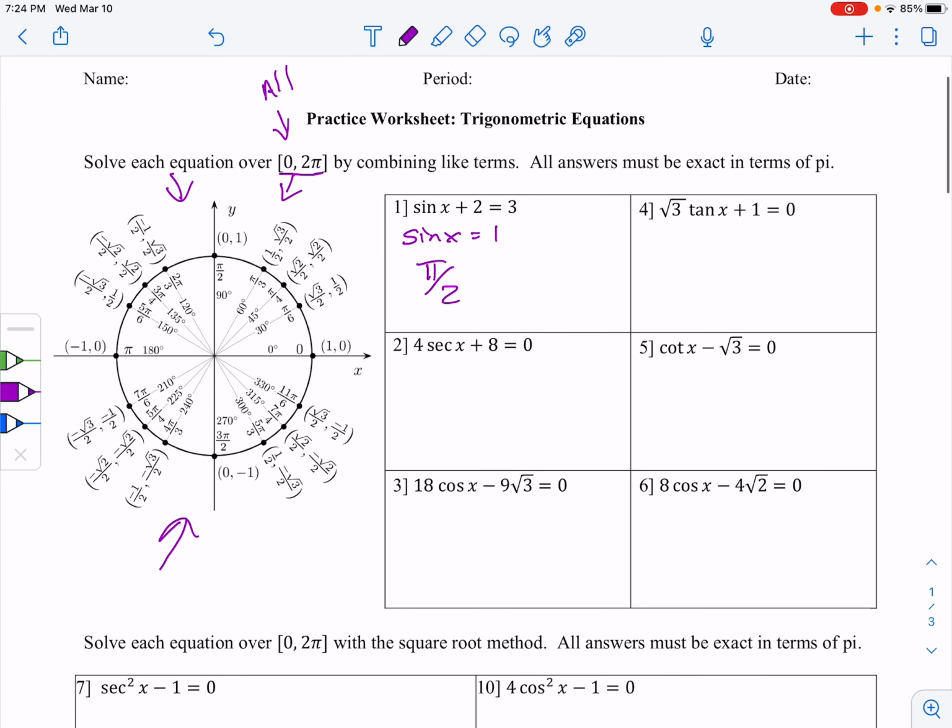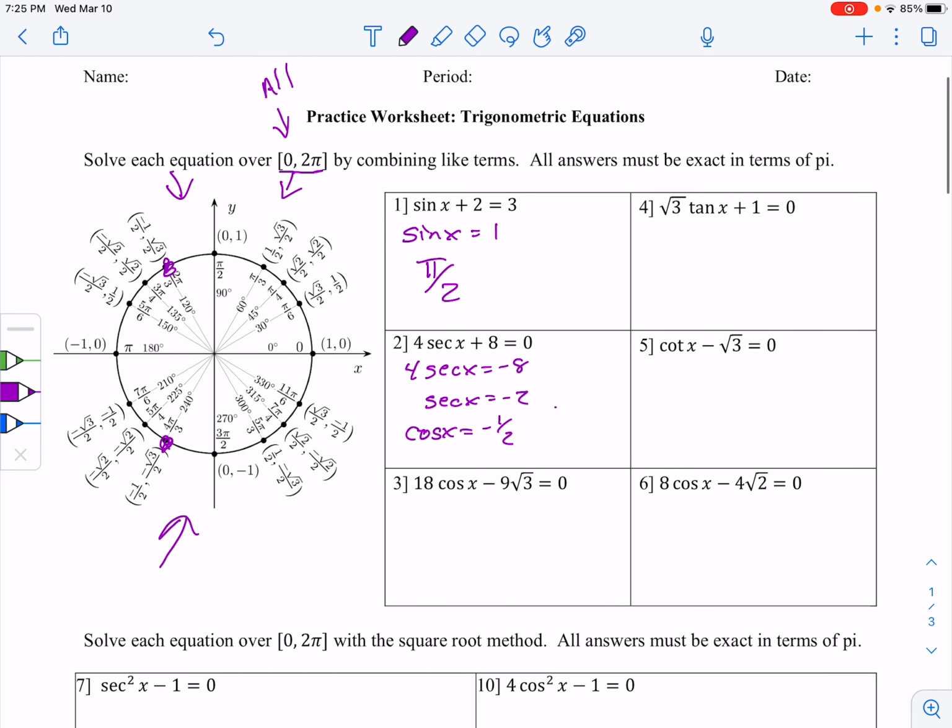Okay, so I have 4 secant x equals -8. You divide by 4 and you get the secant of x equals -2. Well, I don't know that. But I know that the secant is the reciprocal of the cosine, so the cosine of x is equal to -1/2. That I do know. It happens right here, and it happens right here. So I have 2 pi over 3 and 4 pi over 3, and then I have both answers.